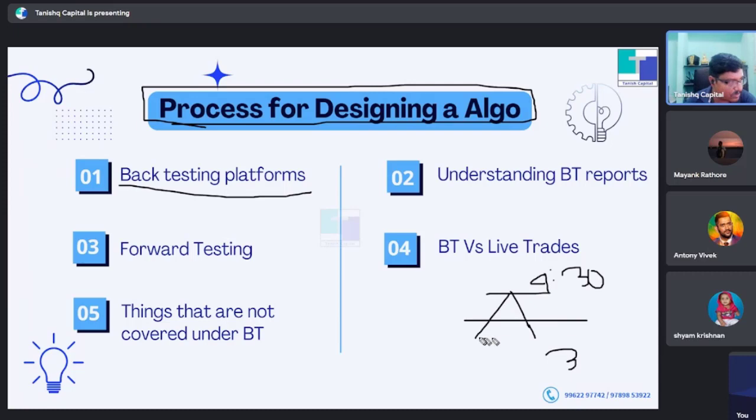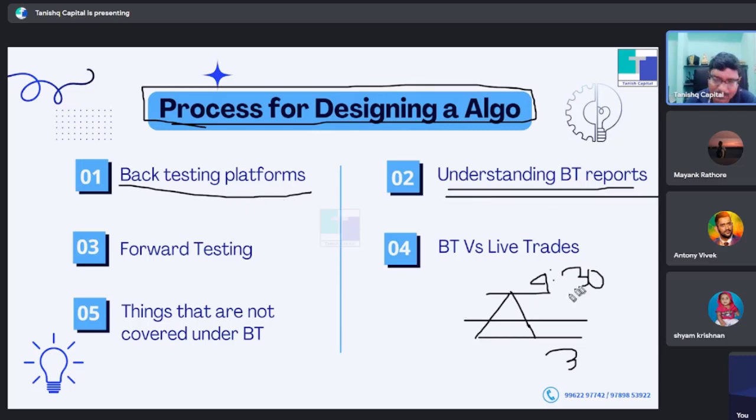So I'm going to go to a backtesting platform. What are the backtesting platforms available? There are many. Stockmock is there. Even Tradetron has an inbuilt backtesting. Backinso is there. Algotest is there. So there are a lot of backtesting platforms. But whether you believe the backtesting platform or not, that is a second idea. First of all, you need to understand what a real backtest report means, and then understand the backtest report.